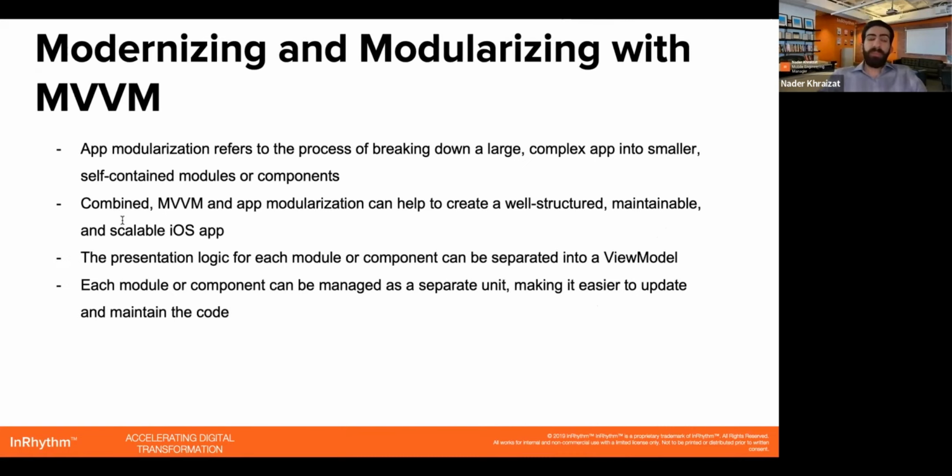So MVVM is an architectural pattern. And one of the things that we try to do, as we're building complex or big applications, is break them down into smaller self-contained modules or components. And this is what MVVM does. So this makes it easy to manage and improve the performance of the applications, by allowing the app to load and unload as needed instead of running everything together.